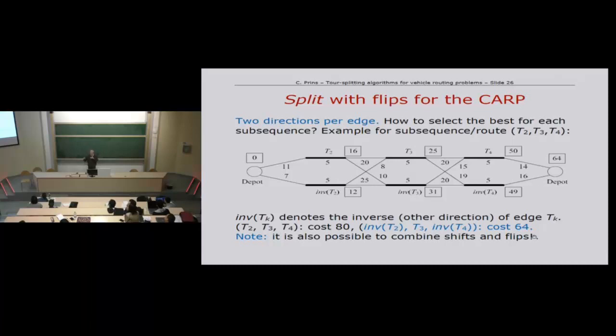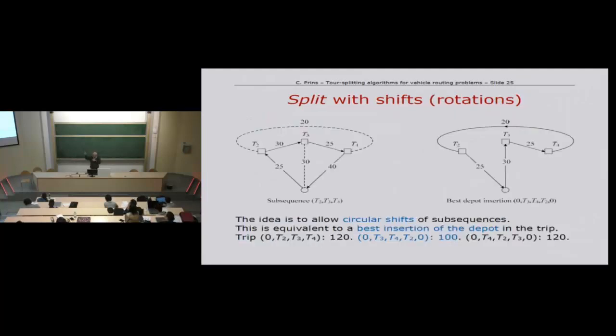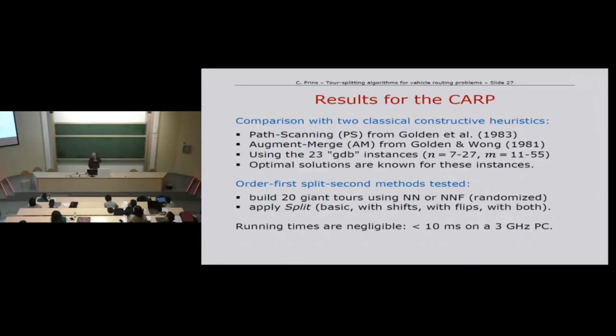So we call that split with flips. In fact, you can do a splitting algorithm in which you have a giant tour with edges, and simultaneously you cut it into routes satisfying vehicle capacities, and at the same time you select the optimal direction of each edge. So it's possible to combine the two. It's more complicated to combine the shifts with the flips.